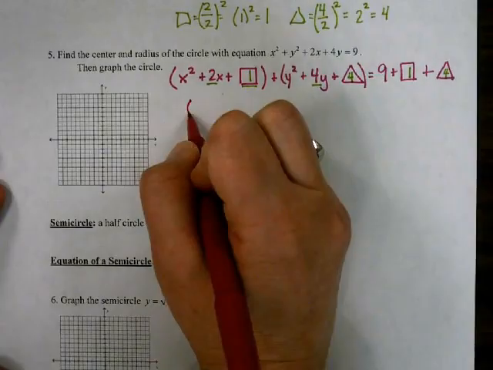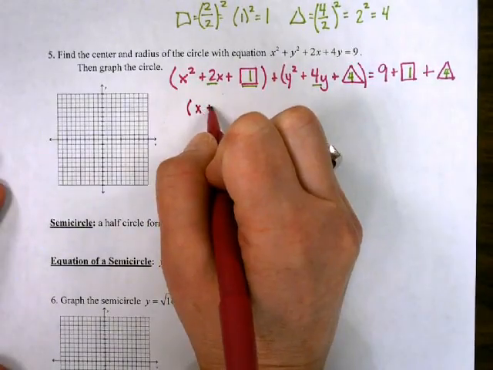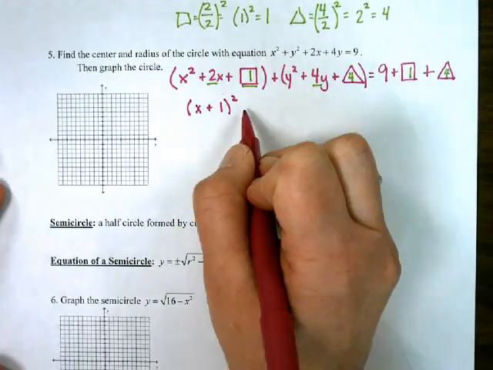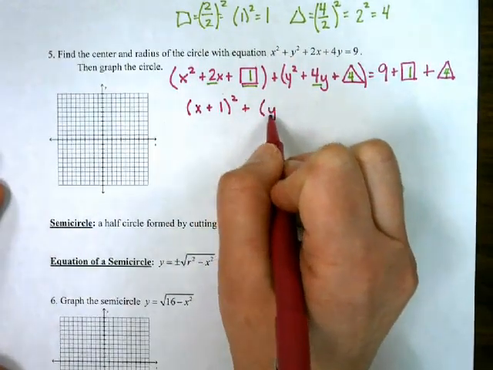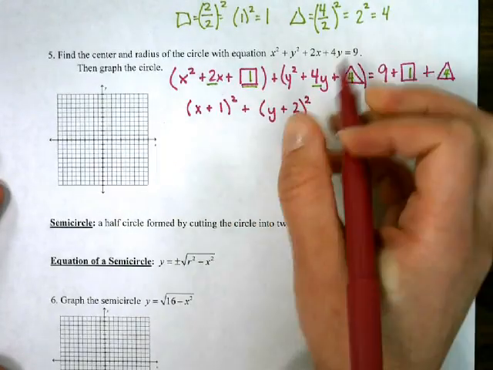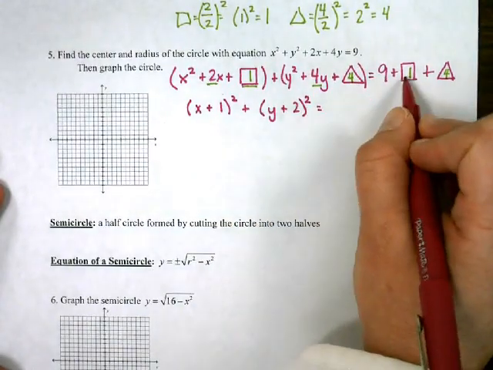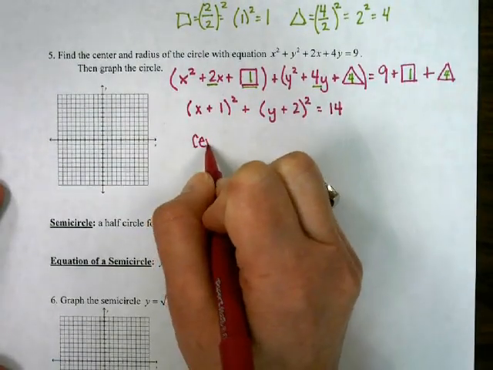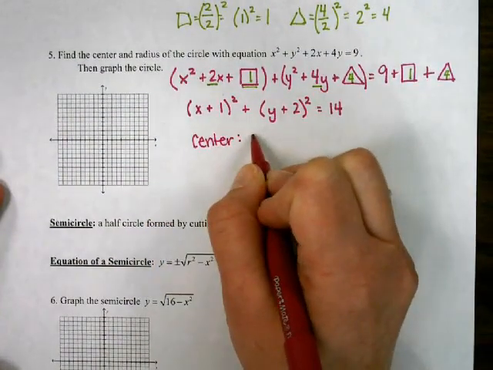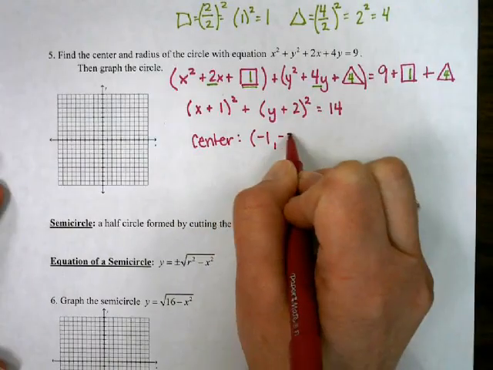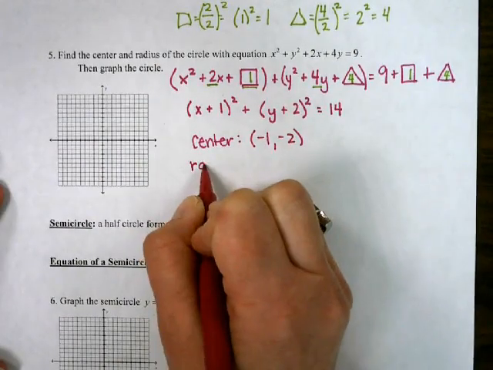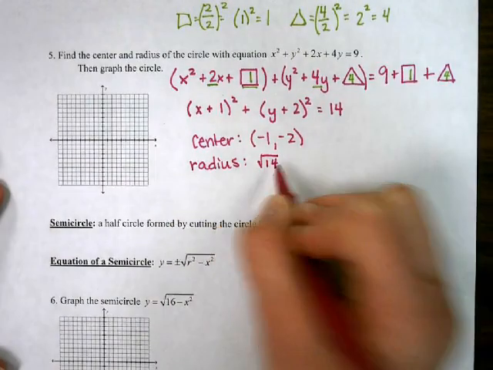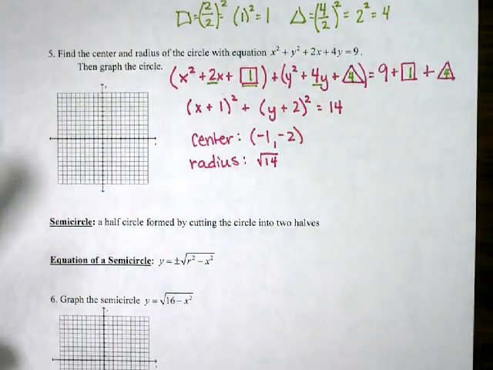All right, we're forcing it to factor. X plus 1 squared. The number was before you squared. Plus y plus 2 squared equals 9 plus 1 is 10 plus 4 is 14. Okay, so my center is at -1, -2. My radius technically is the square root of 14. That's my exact radius, root 14.